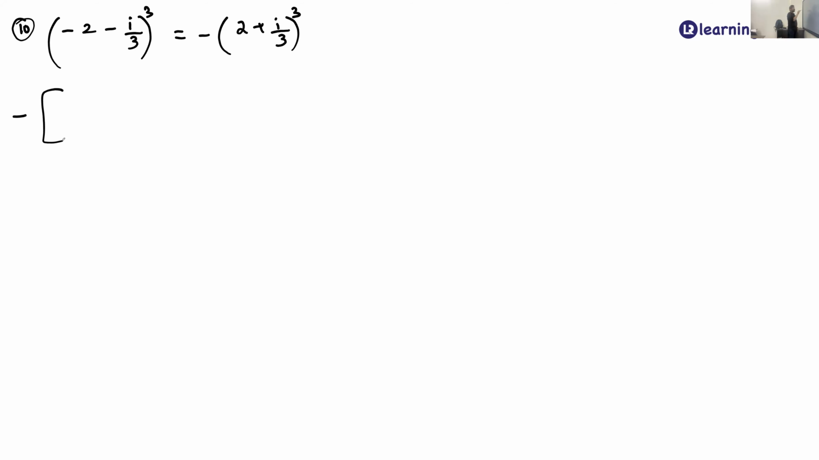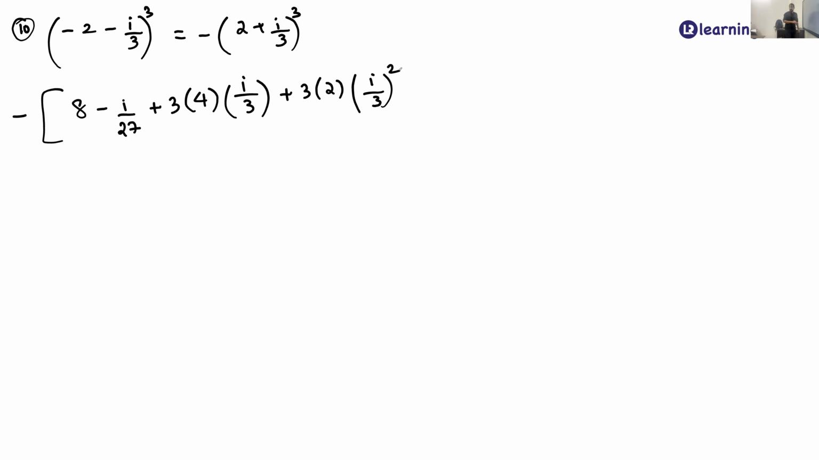It is going to be 2 cube, which is 8, plus i cube by 3 cube. i cube is minus i, divided by 3 cube, which is 27, right? Plus 3a square b plus 3a b square. Here a square is 4, and b is i by 3, and then i by 3 the whole square. Okay, so this whole thing is within the bracket. So negative of 8 minus i by 27.